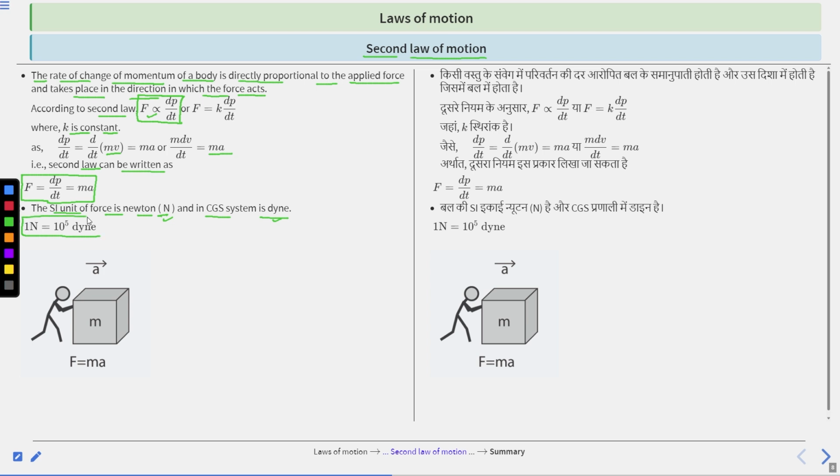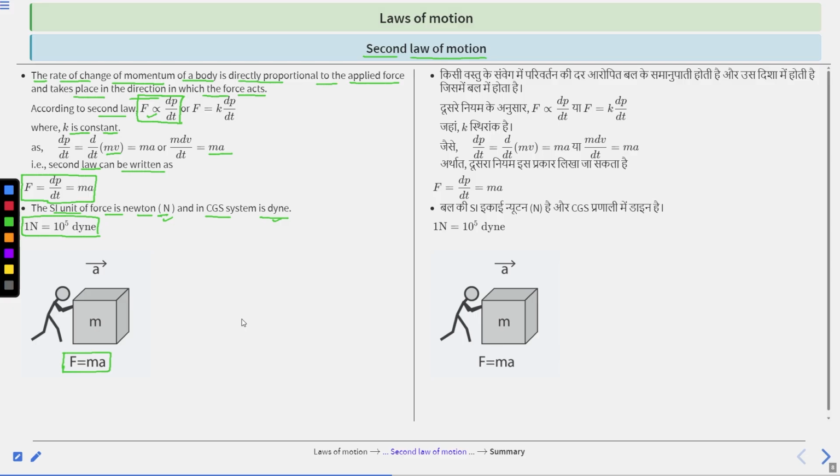This is an example from a figure. Here F equal to ma. The force acts on a body and the body accelerates. Then we can say this is the second law of motion. Clear? F equal to ma.